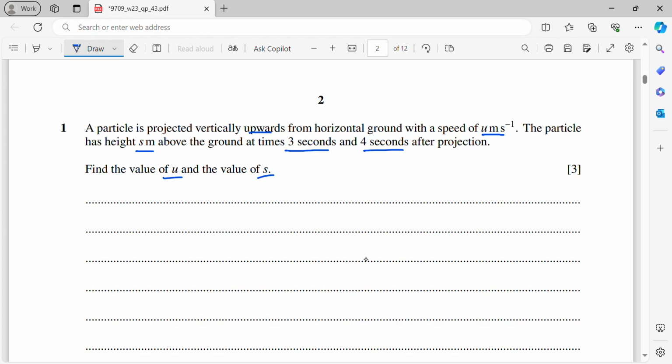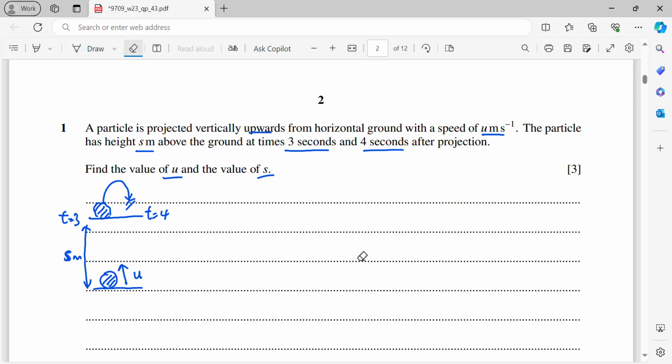When I show this on a diagram, say this is the particle and this is the initial speed u. At t equals 3, and t equals 4, it will be reaching the height of s meters. That means the particle reaches s meters at t equals 3 and t equals 4. In other words, I know that it will continue until a certain level, then only go down.